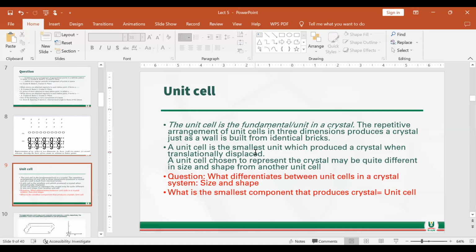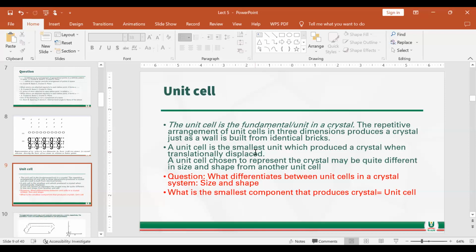A building block for crystal. So the unit cell is the smallest unit which produces a crystal when translationally displaced. That is what you call a unit cell. A unit cell representing a crystal may be quite different in size and shape from another unit cell.